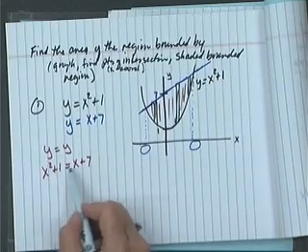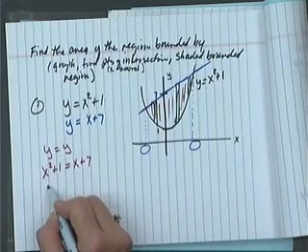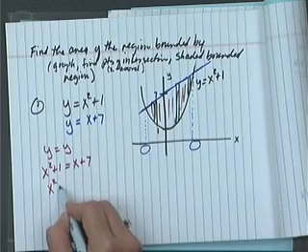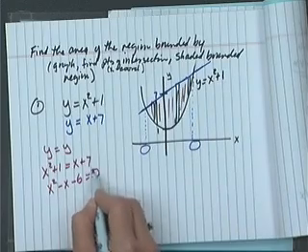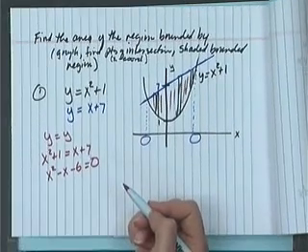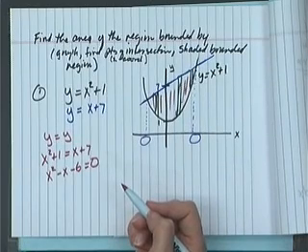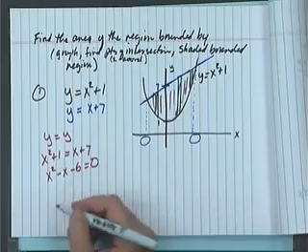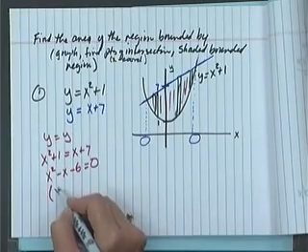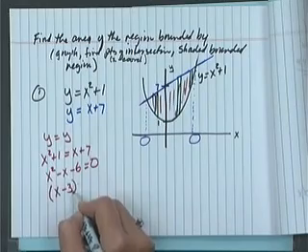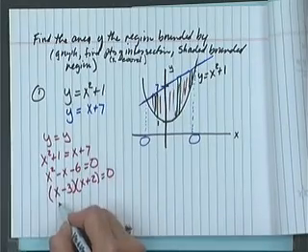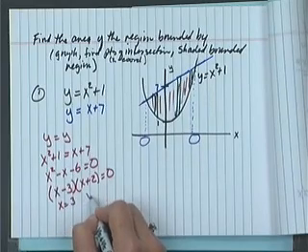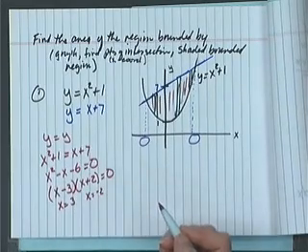This is a quadratic equation, so we know we want a 0 on one side. So we have x squared, subtract x from both sides, subtract 7 from both sides. And fortunately, this one is going to factor. If it doesn't factor, what are you going to do? Go to the quadratic formula. Yes. So this one factors to x minus 3, x plus 2. So they're going to intersect at x equal to 3 and x equal to negative 2.